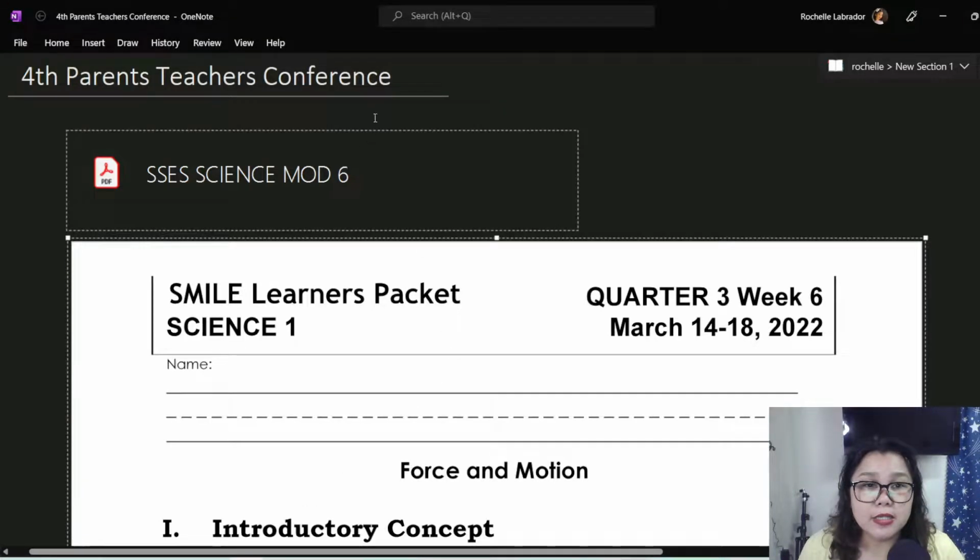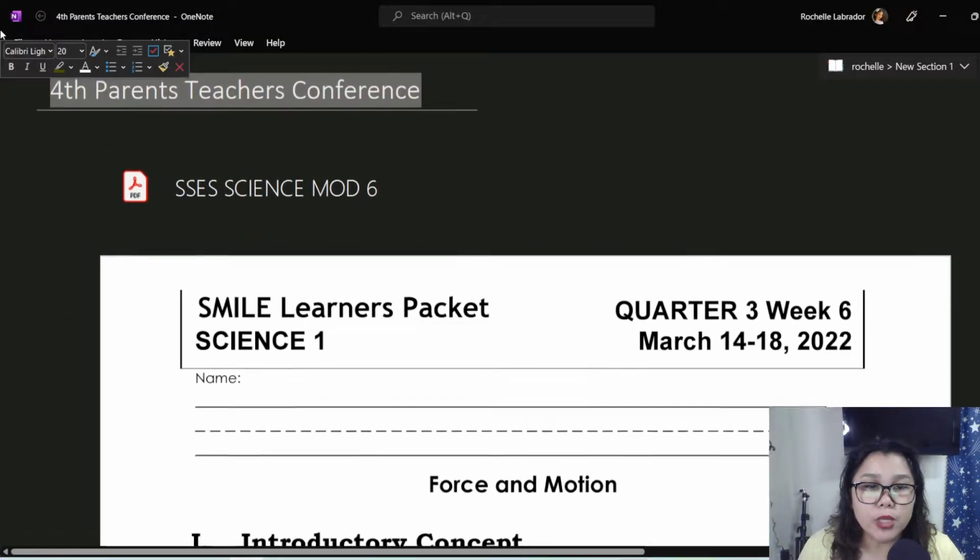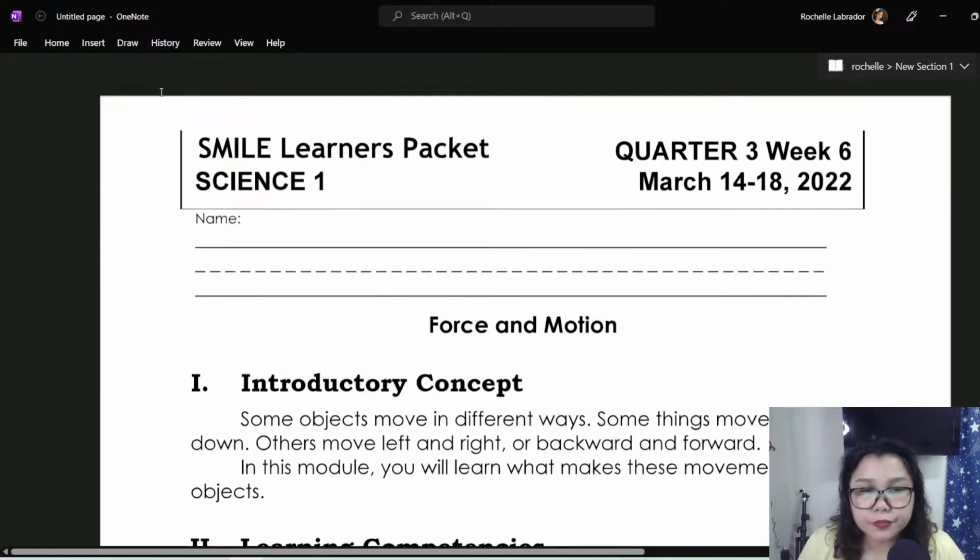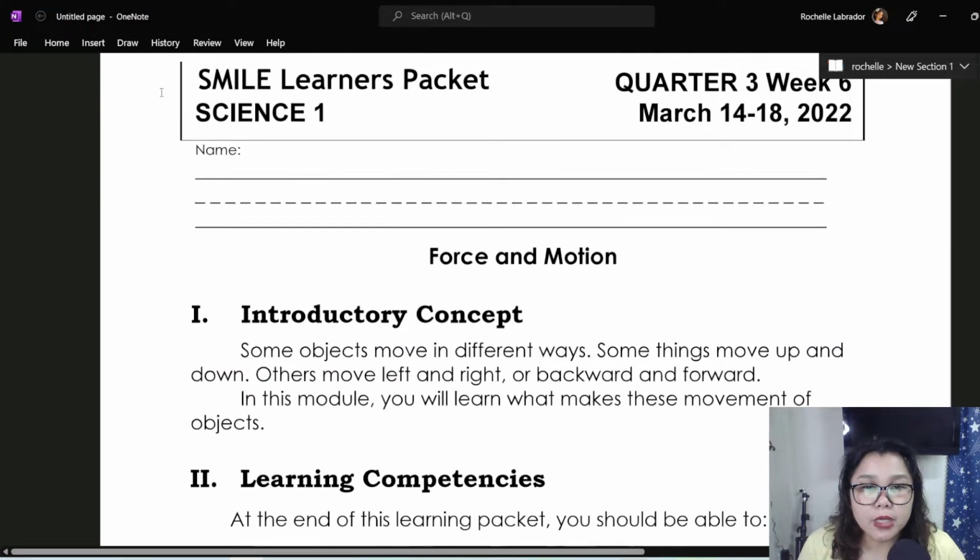This is science for week 6. Okay, this is about force and motion. Write your name before we begin.